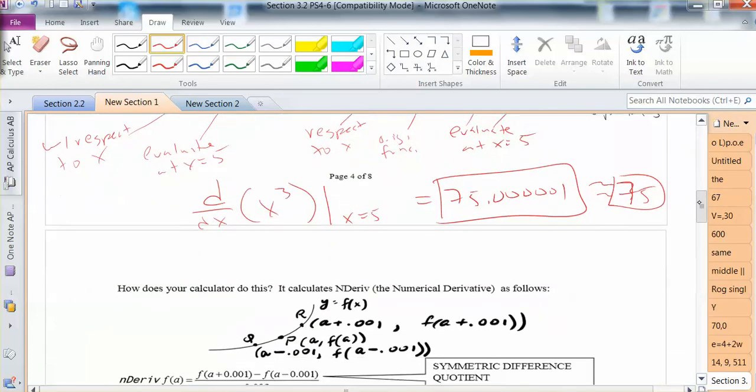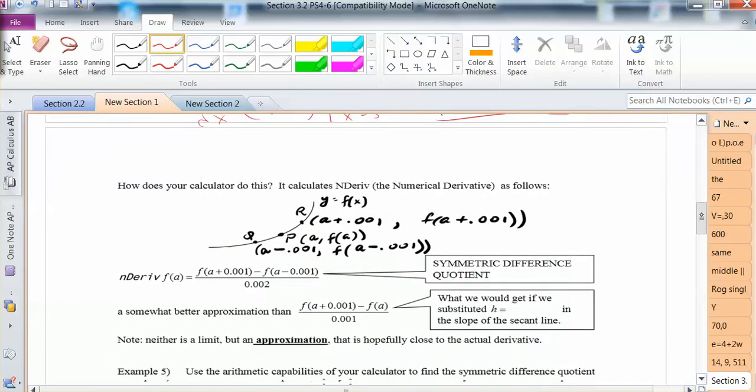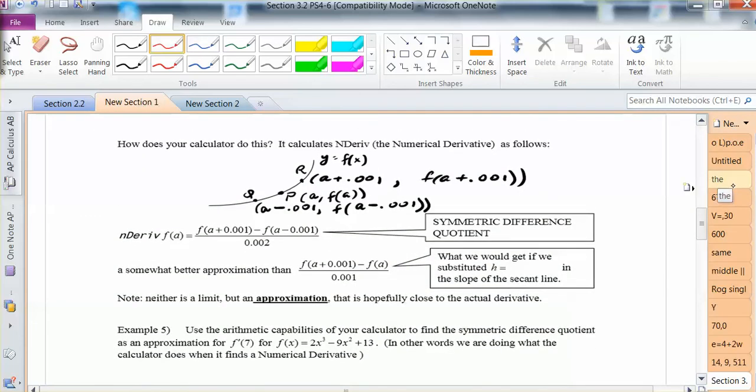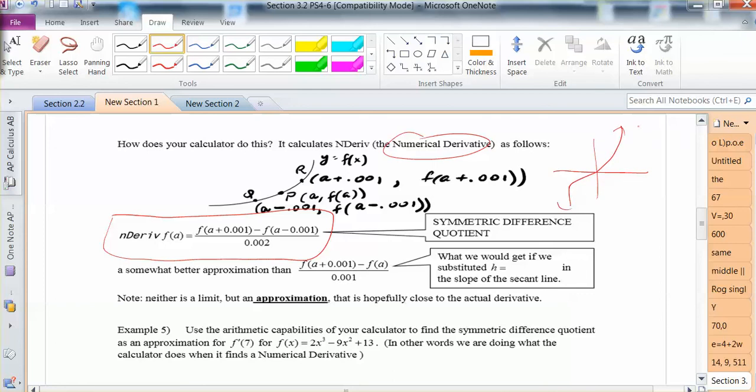So let's try to understand what the calculator is doing. How does the calculator do this? When it calculates nDeriv, which is short for numerical derivative, it does it in the following manner. It actually does something called the symmetric difference quotient, which is right here. And it's pretty simple. So we have y equals x cubed, right? And we want to evaluate the derivative at x equals 5.